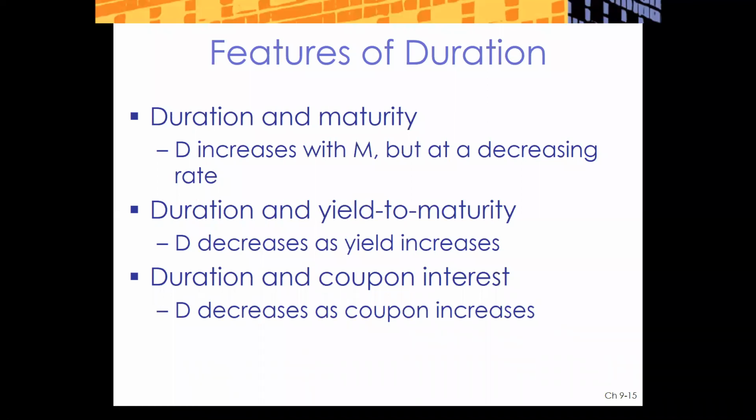So duration increases with maturity, but at a decreasing rate. On duration and yield to maturity, duration decreases as yield to maturity increases. This relationship we already figured out by calculating different cases at the end of the chapter. On the coupon interest rate, duration decreases as the coupon increases. Okay.